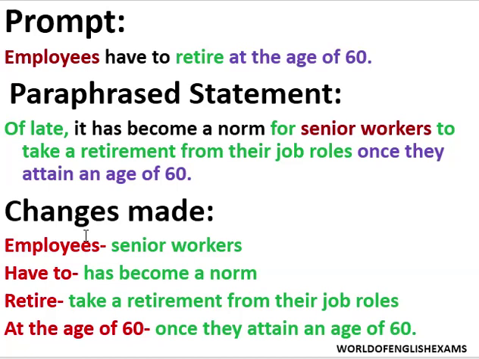What are the changes made? Employees have been changed to senior workers. "Have to" is changed as "has become a norm." "Retire" has changed to "take a retirement from their job roles." "At an age of 60" has been modified to "once they attain an age of 60." Are you clear with how to write it?